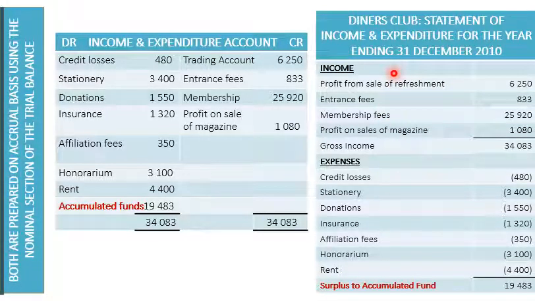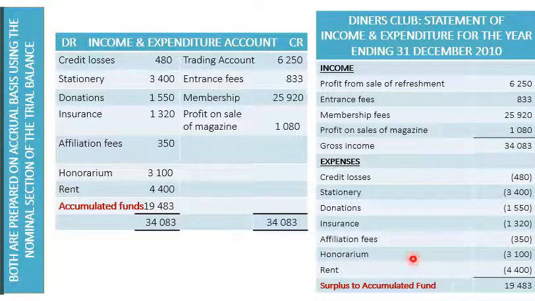In the income section, we will list all the income accounts as they were listed in the income and expenditure account. The expenses will also be listed as they were listed on the debit side of the income and expenditure account. The statement will then conclude with the surplus to accumulated fund.